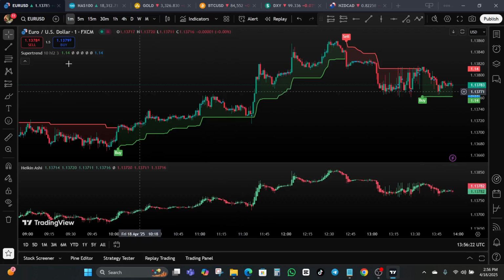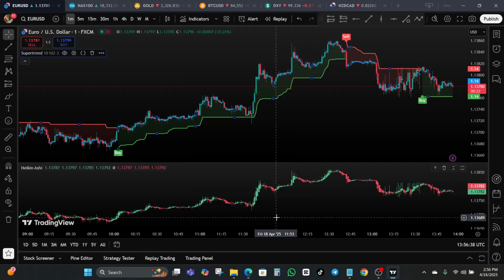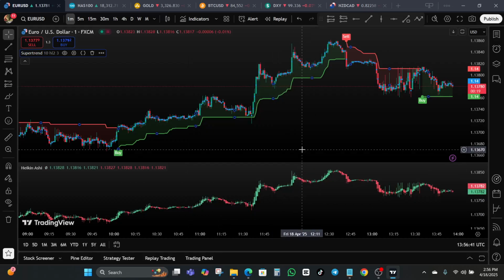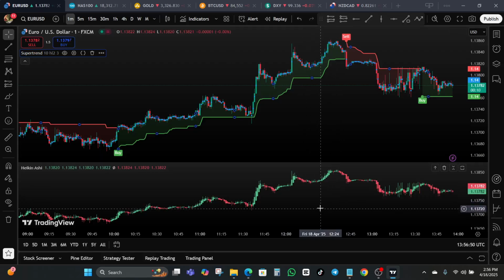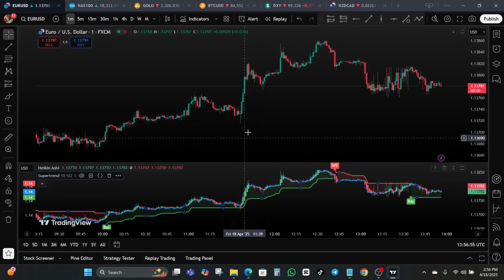So let's just go to the Supertrend settings. For the inputs, you can just use the default: ATR period 10, source HL2, ATR multiplier 3. If you need an additional indicator, you can decide to use a moving average, but that's not exactly necessary though. Then for your chart style, the Heikin Ashi should be your main candle type.